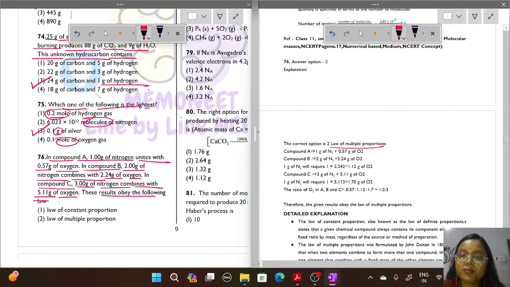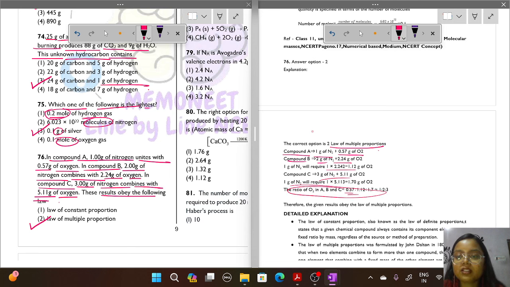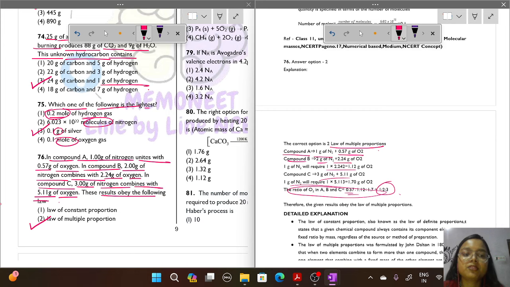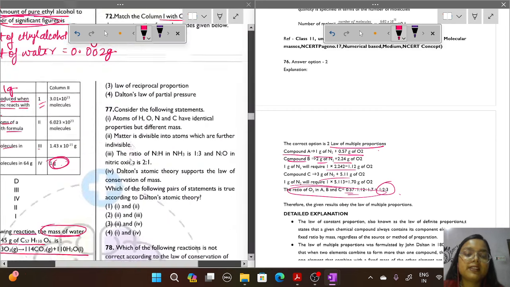It is obeying the law of multiple proportion. Law of multiple proportion is obeyed here. Compound A is composed of 1 gram of N2 plus 0.5 gram of O2. Compound B will have 2 gram plus 2.24 gram. So like this, the ratio of all comes out to be 1 is to 2 is to 3. Okay, so this is multiple proportion. Multiple units are being added.